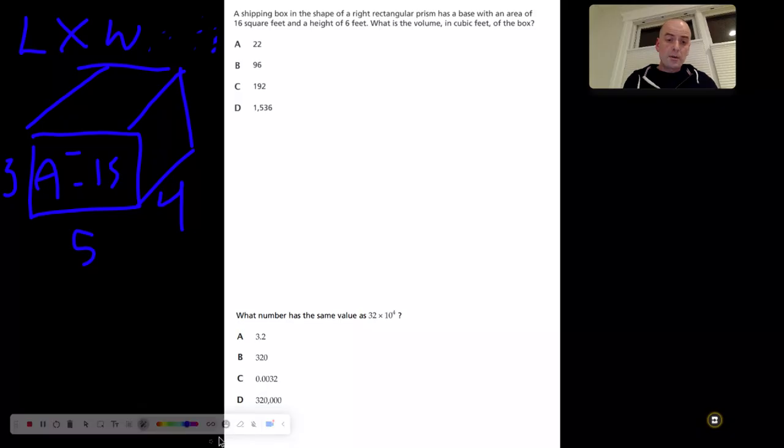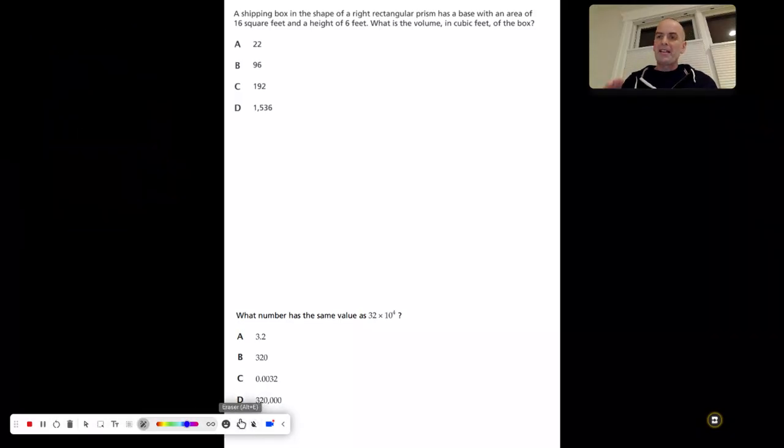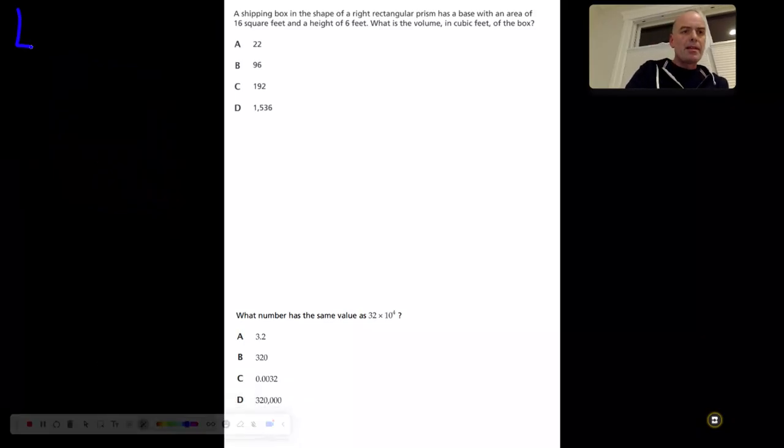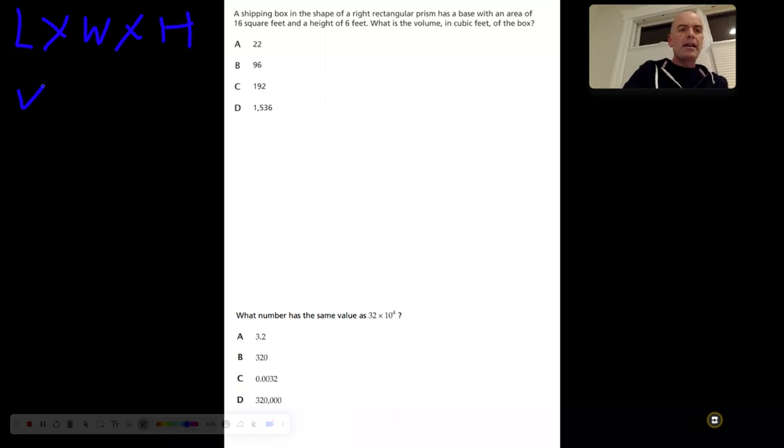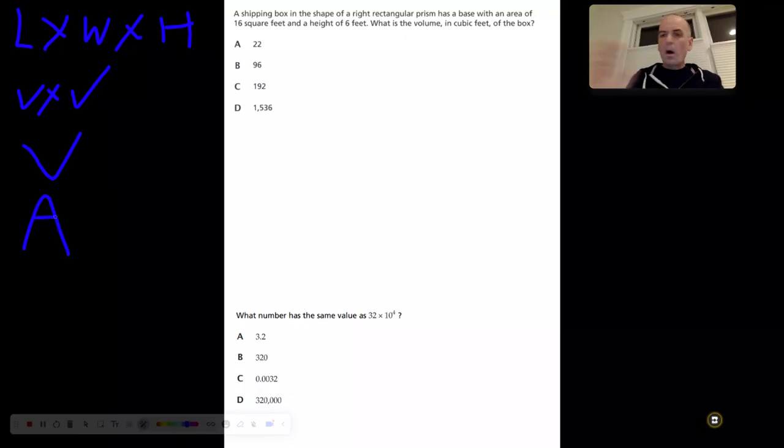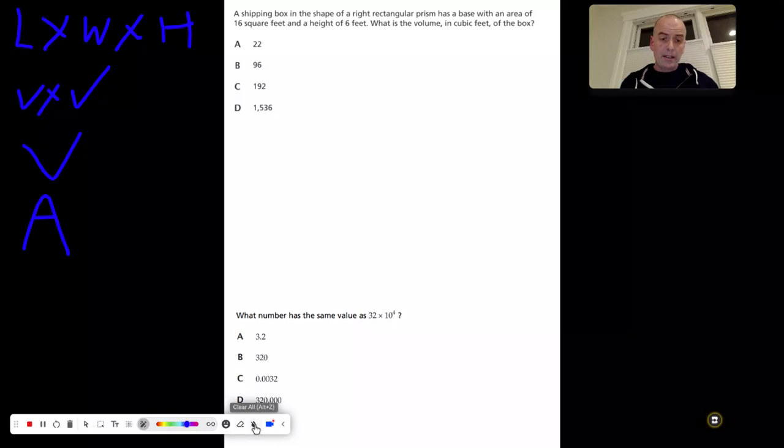Okay? So, when you have something that has an area already, that means they already used the length and the width and multiplied them to get an area. They already did length times width, got an area. And so all you do is take that area and multiply it by the height. Okay, so let's look at this problem.